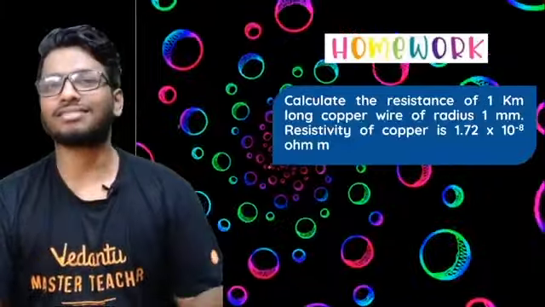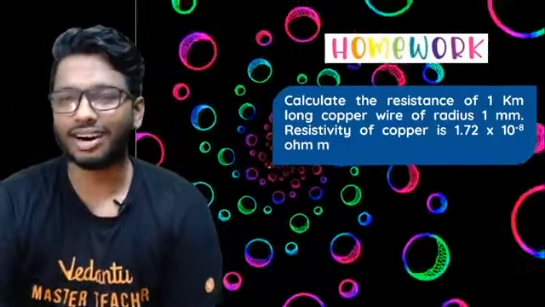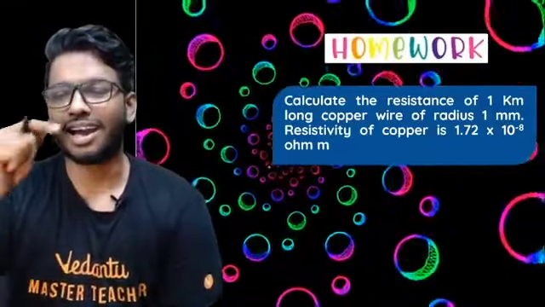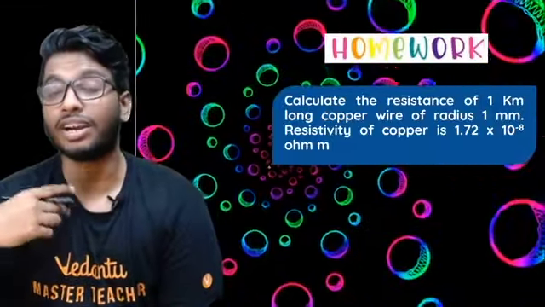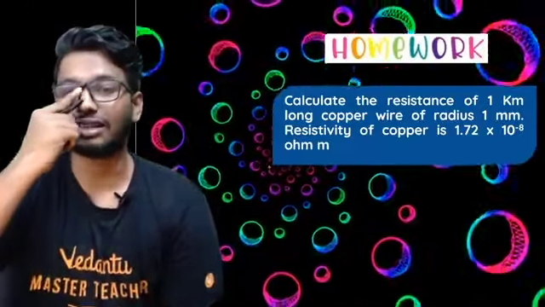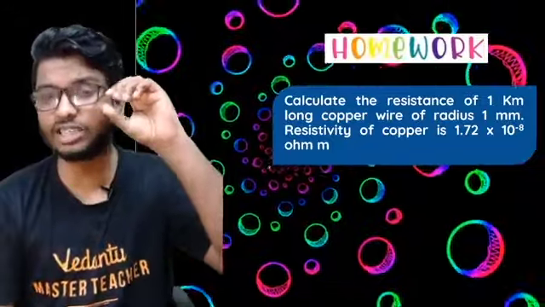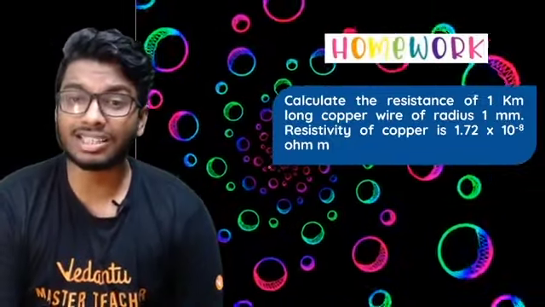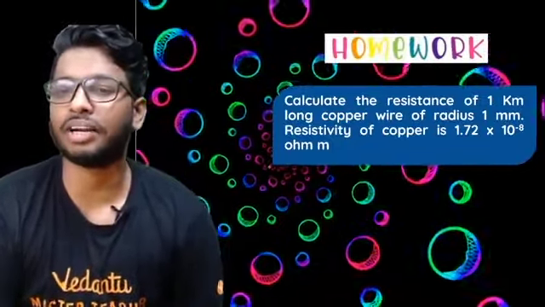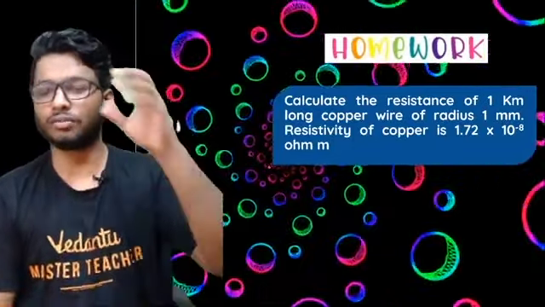With that said, here is the homework. Once again, people, write down your homework, whatever answer you get, put it in the comment section below and let me know where you are finding it difficult so I can help you out. Here's the question, guys. Calculate the resistance of a 1 kilometer long copper wire of radius 1 millimeter. Resistivity of copper is 1.72 into 10 to the power of minus 8 ohm meter. So you're supposed to find out the resistance.